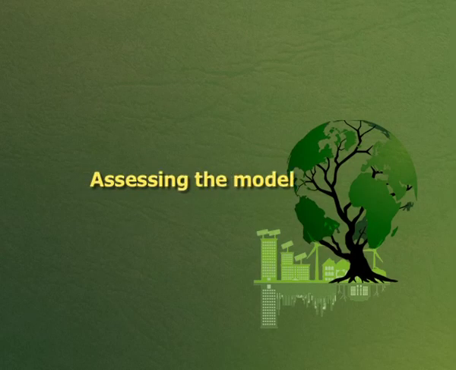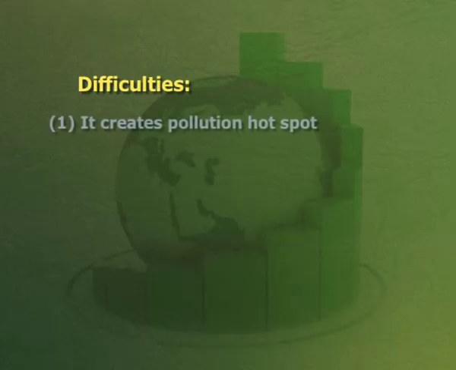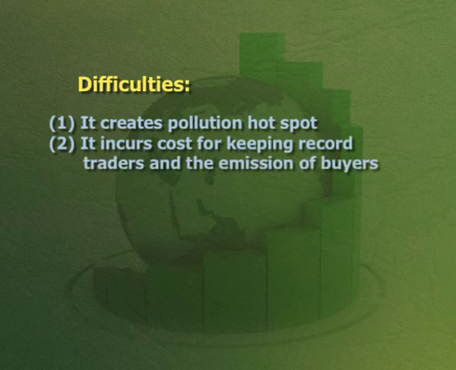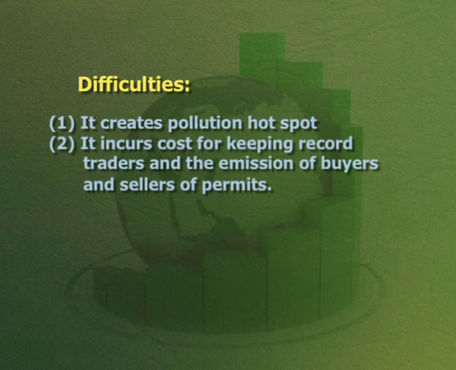Assessing the model. In this approach of controlling environmental damages, there is a search for a price that will bring about the required amount of abatement. Secondly, this system is more flexible. However, unlike other systems, it does not tax but price. There are two difficulties in this system, namely, number one, it creates pollution hotspots, and number two, it incurs cost for keeping records of traders and the emissions of buyers and sellers of permits.